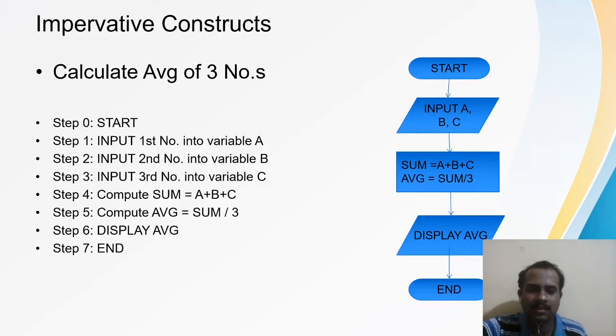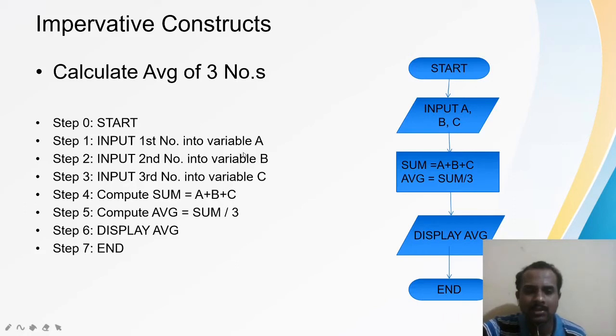First one is imperative constructs or the sequence execution. So let us see with an example. Here we want to calculate the average of three numbers. So what is the first step in the algorithm? Start. Next step is what? You have to take the input for the first variable, right? Step 1: input first number to variable A. Step 2 is input second number to variable B. Step 3 is input the third number to variable C.